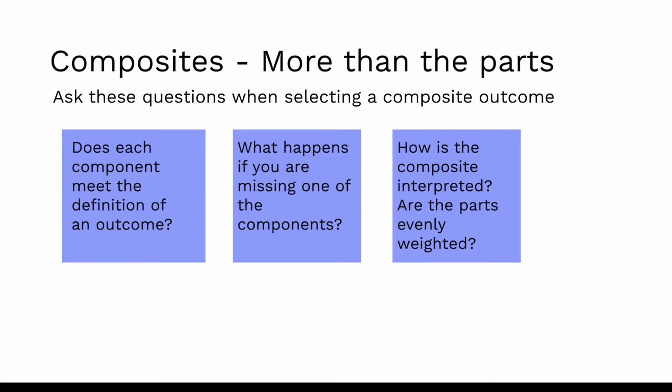So what happens if you're missing one of those components? What happens if someone can't complete them? What happens to your composite score? And then how is the composite interpreted? Are the parts evenly weighted? So if someone's composite score changes, do you know what that actually means for your population at large? And are there some parts of the composite that will change the overall score more than others?